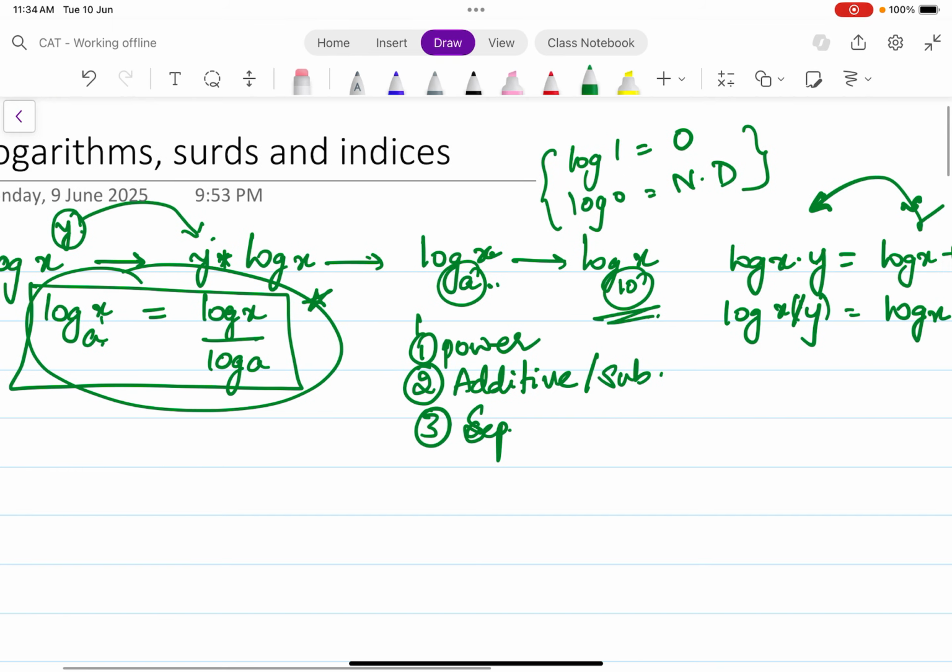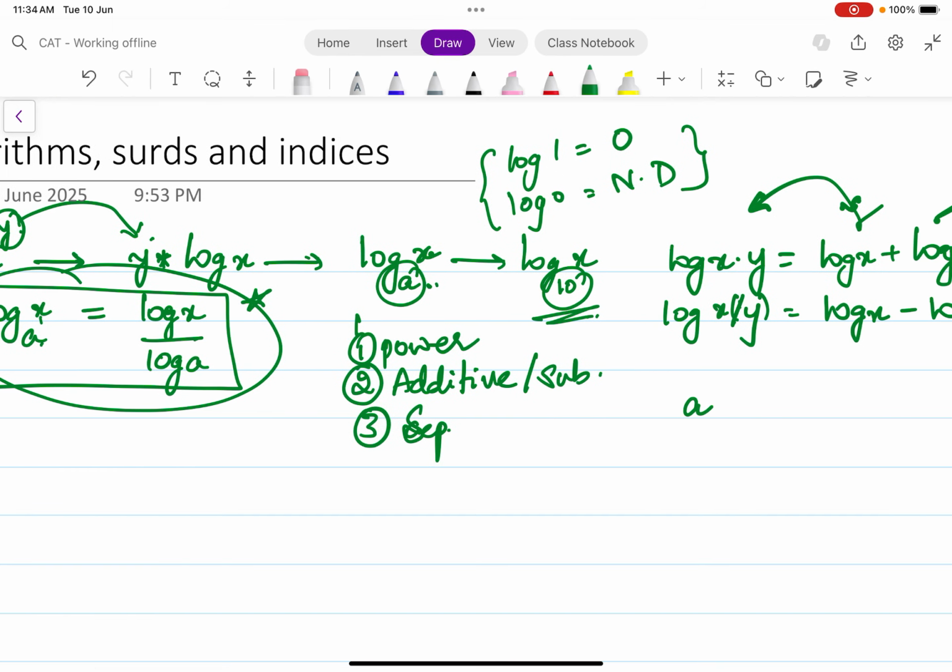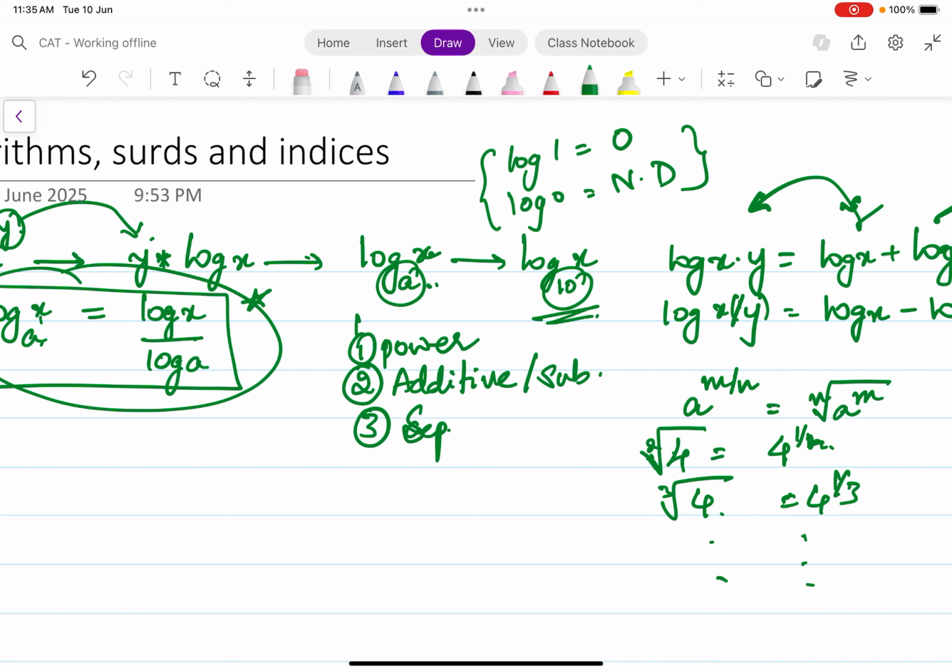Now, apart from this, with regards to surds, a to the power m by n can be written as the nth root of a to the power m. Now, how does this work? If I tell you square root of 4, this is simply 4 to the power 1 by 2, and it is implicitly understood that 2 comes in the square root. The same thing goes for cube root or the fourth root or anything. It becomes 1 by n, so the cube root of 4 is 4 to the power 1 by 3 and so on, right? So this formula is something which you should also keep in mind.